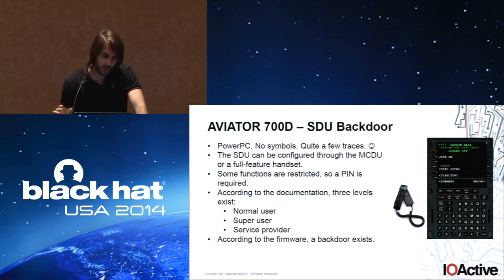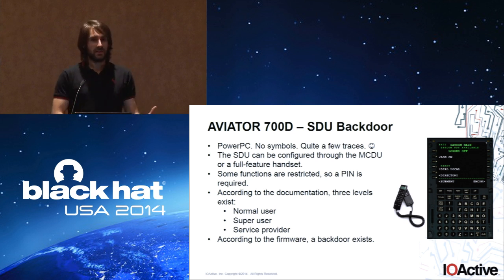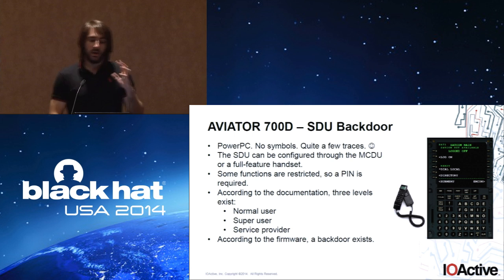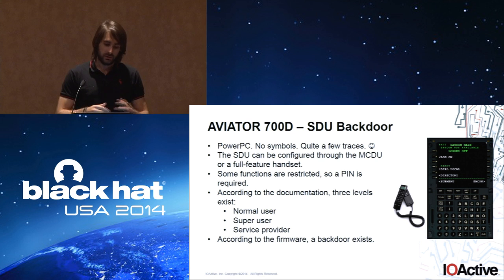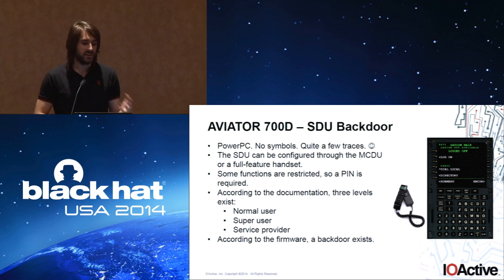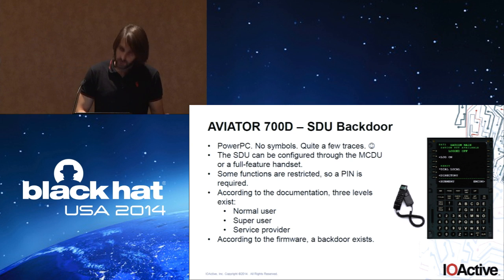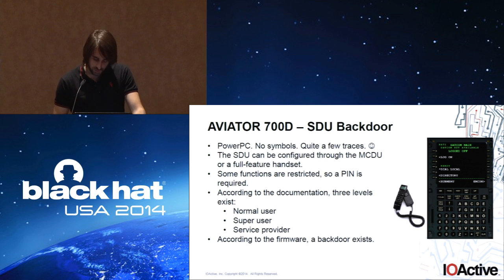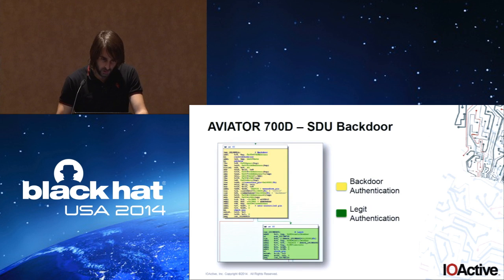So the interesting thing is this SDU can be configured through the full-feature handset, which is more accessible. So if we read the documentation, there are 3 levels because some functions require a PIN. We have the normal user, we have the super user, and we have the service provider. But if we look at the firmware, there is another level, which is the backdoor level, as usual.